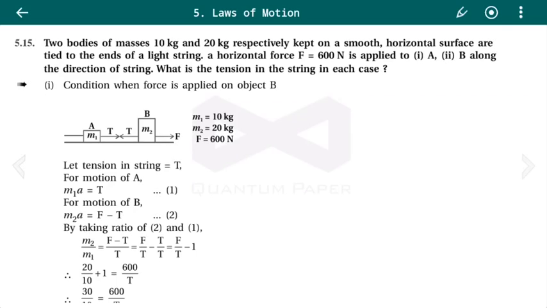Numerical number 15. Two bodies of masses 10 kg and 20 kg respectively, kept on a smooth horizontal surface, are tied to the ends of a light string. A horizontal force F equal to 600 Newton is applied to A and B along the direction of the string. What is the tension in the string in each case?